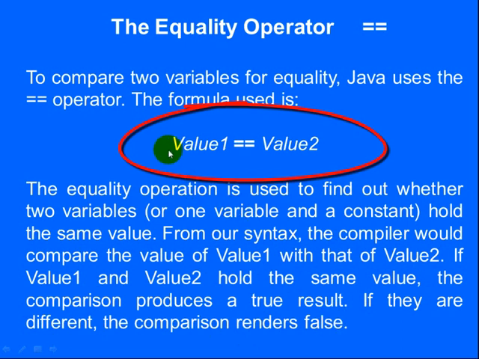For example, if we have 5 equals to 7, it will evaluate to false because 5 is not equal to 7. But if we write 5 equals to 5, then it will evaluate to true. So the equality operator is used to check whether the operand on the left hand side of the equality operator and the operand on the right hand side are equal to each other or not. If they are equal, it will evaluate to true, and if they are not equal, it will evaluate to false.